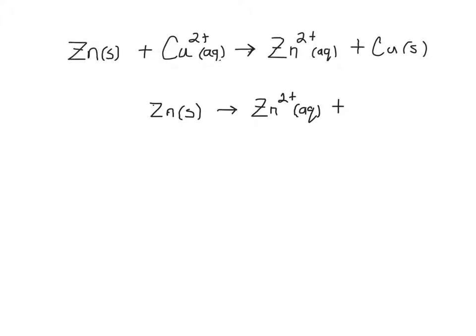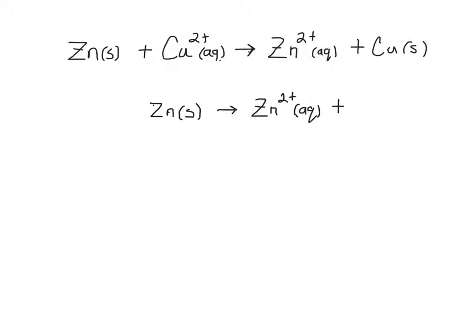The first half reaction will be the oxidation of zinc to form zinc 2+. Notice that I'm not done writing the reaction. It's not balanced in terms of its charge. The zinc solid is zinc 0. The zinc 2+ has a 2+ charge.